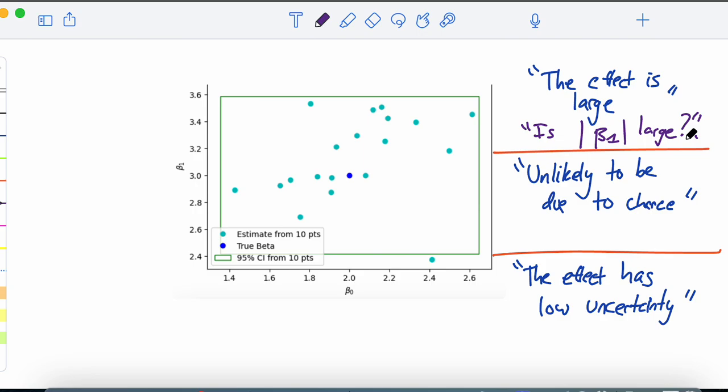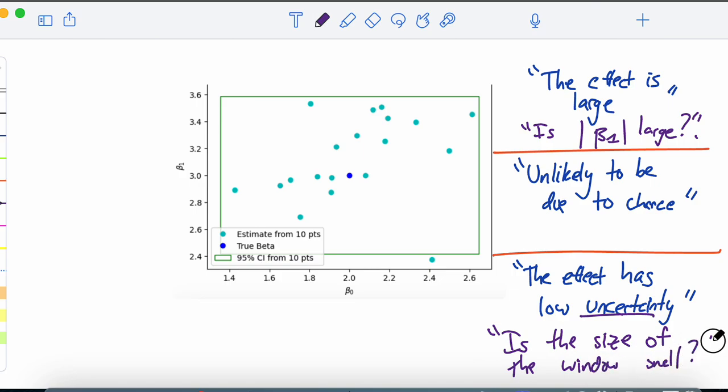On the other hand, the effect has low uncertainty. I think that's not a statement about beta 1 at all, but it's about the size of this 95% confidence interval. So is the size of the window large? I guess it's low uncertainty, so is the size of the window small? That's how I would translate this. And it's looking at the size of this window.